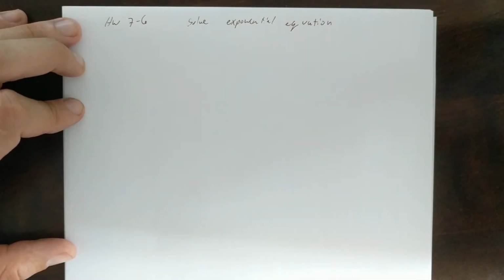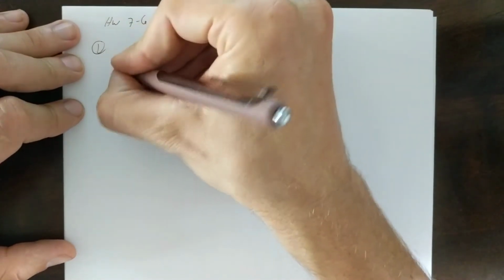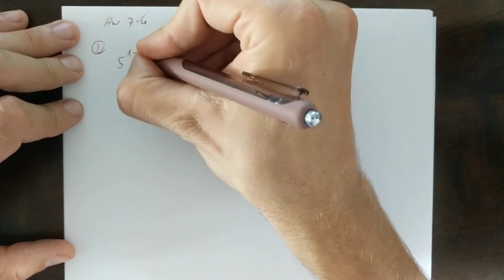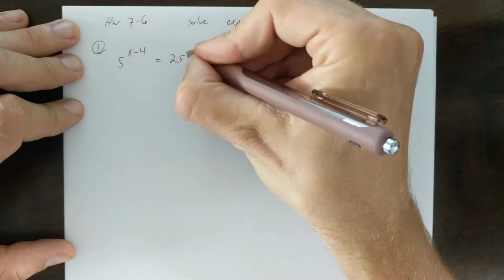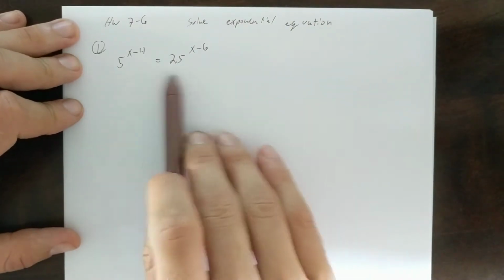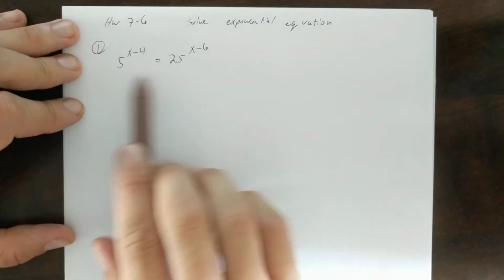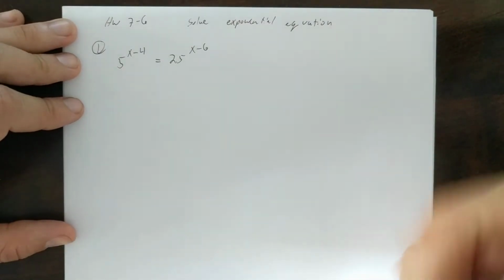The first type is when there's an exponential on both sides of the equal sign. So I'm actually going to just do number one. Number one is 5 to the power of x minus 4 equals 25 to the power of x minus 6. Now basically what we want to do is cancel out the base.